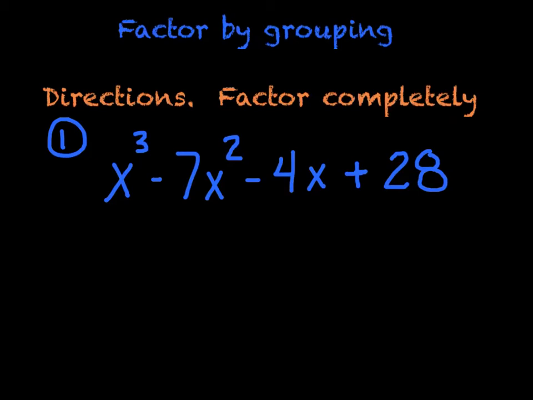And the first thing I would do is look for a GCF, but do all 4 terms have something in common? You might be thinking x, but does this last term have an x on the end? No. So they don't have a GCF of x. So here's what we do to factor by grouping.